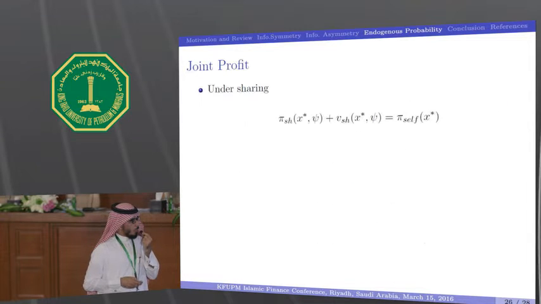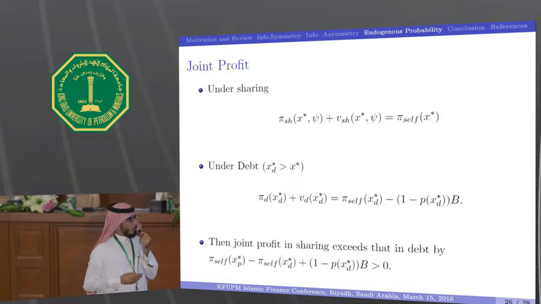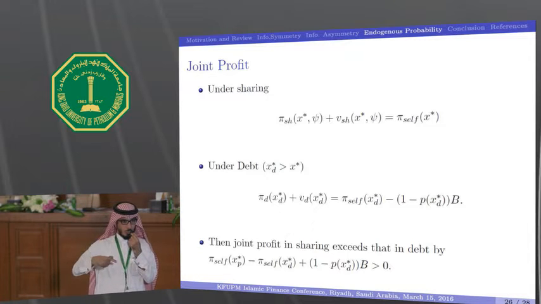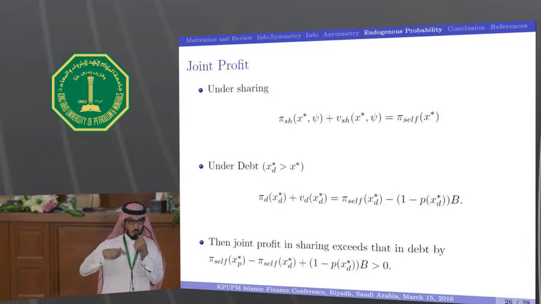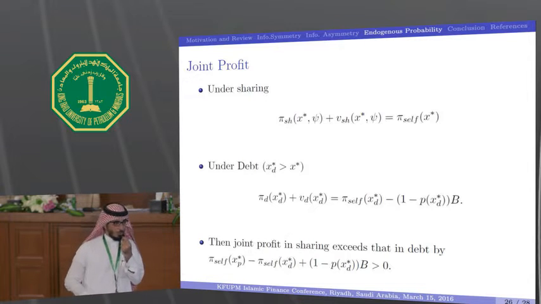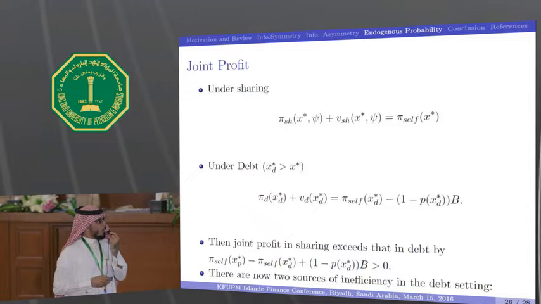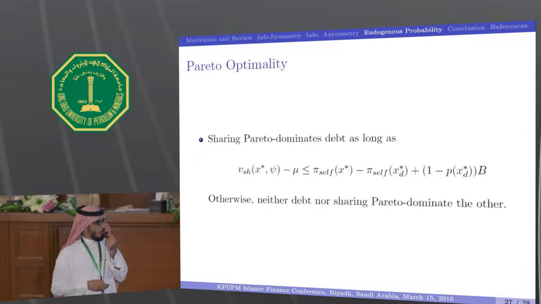Joint profit, again, we find that under sharing the joint profit is greater than the joint profit under debt. And now there are two sources of inefficiency, if you want. The first one is the bankruptcy cost. The second one is the fact that the entrepreneur will exert more effort under debt than he would under sharing schemes.